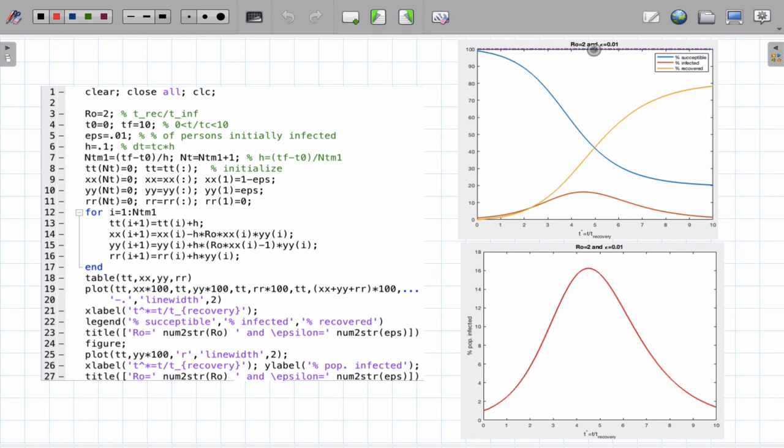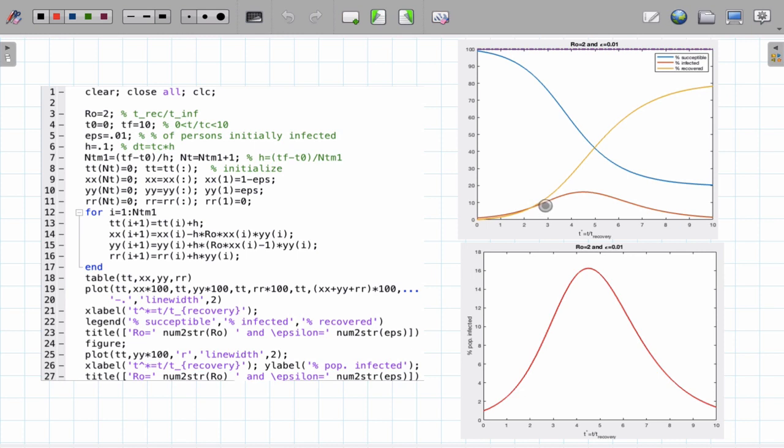This is for R naught equal to 2, an initial epsilon value of 0.01% of the population infected. What we can see is that as things progress, the blue line is the susceptible individuals. It starts out at almost 100%, whereas the red line is the number of infected people. It starts off at almost 0, and R, the number of recovered individuals, is 0. So as time progresses, the number of susceptible people decreases because they become infected. But at the same time, some of those infected people begin to recover.